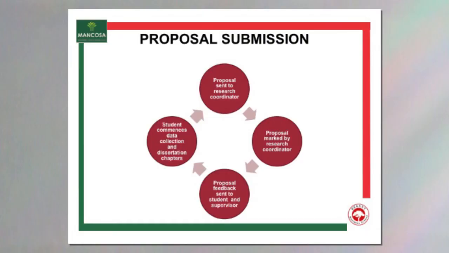Once your supervisor has marked and approved your research proposal, you should send it to your research coordinator for marking. Your research coordinator will then mark your research proposal and give you and your supervisor feedback. Once your research proposal has been approved by your research coordinator, you should then commence your data collection and dissertation chapters. You should work with your supervisor throughout this process.